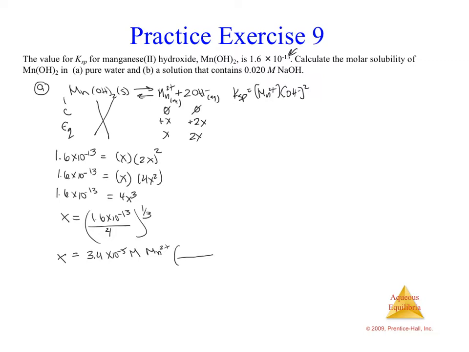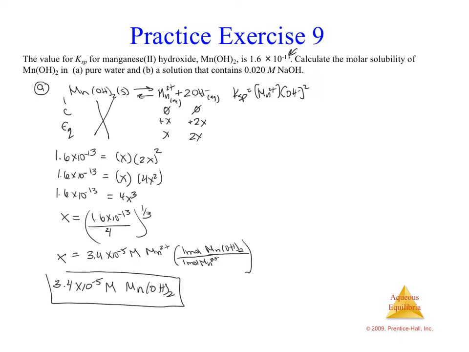Then I can use my mole ratio to be super thorough: 1 mole of manganese 2+ for every 1 mole of manganese(II) hydroxide. It's important to remember when we're solving these problems that we have to convert with the mole ratio to get the entire chemical formula, not just one of the ions, because sometimes it won't be a 1-to-1 mole ratio. So that tells me the molarity in pure water is 3.4 times 10 to the negative 5th.